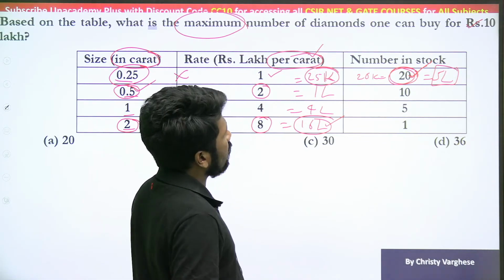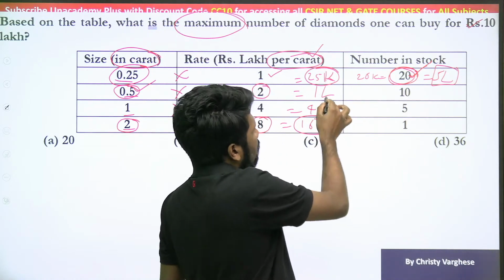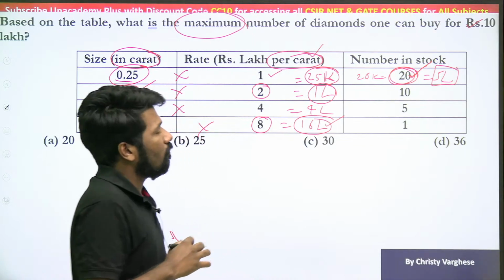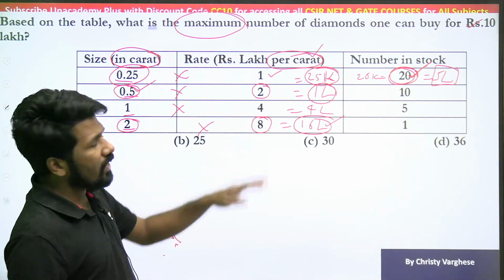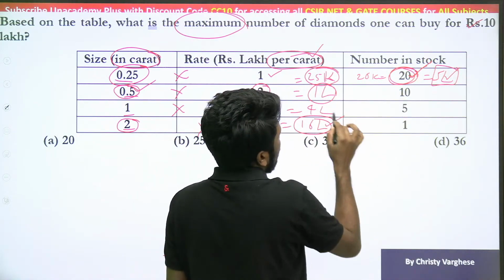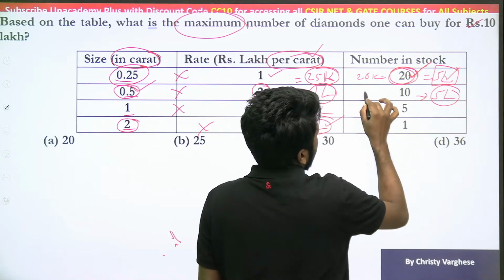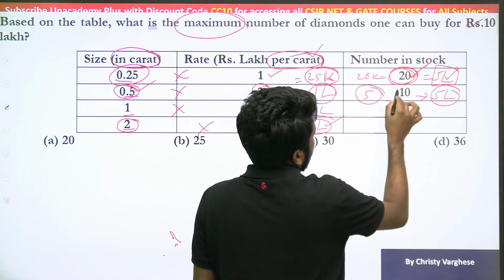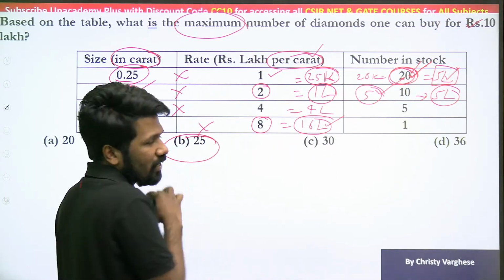Now, to get the maximum number, you have to go for the next cheapest diamond. The next cheapest diamond is the 1 lakh rupee diamond. How many can you buy? Total is 10 lakh rupees, right? So 5 lakh rupees is already spent. So with 5 lakh you can buy 1 lakh rupee diamonds, that is 5 pieces. Only 5 pieces you can buy. So 20 pieces plus 5 pieces, total 25 is going to be the answer.